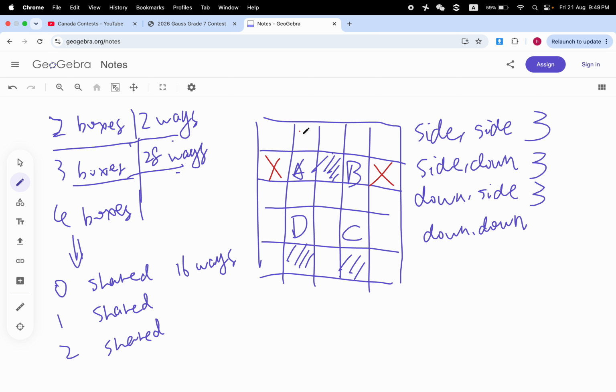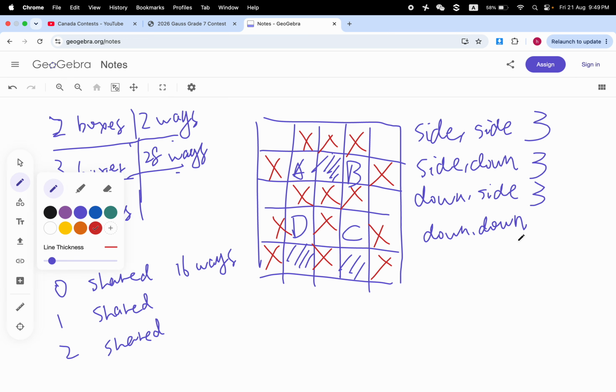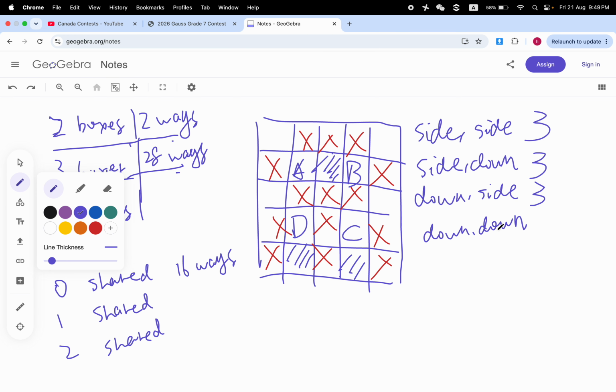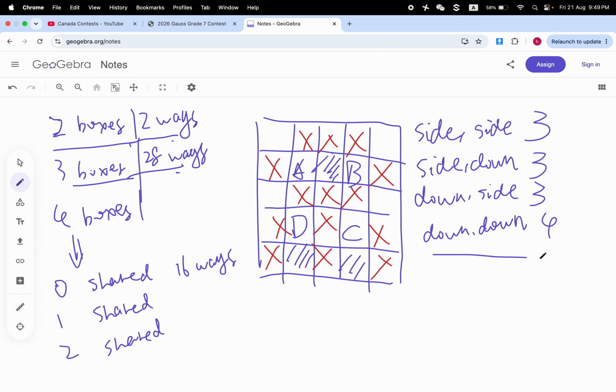Not safe, not. That's a lot. And now this is safe. This is safe. So 4. Sorry, different color. That's 4. So in total, that would be 9, 4, 13, right?